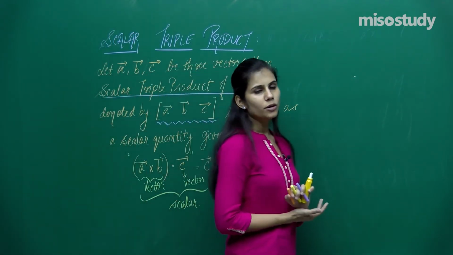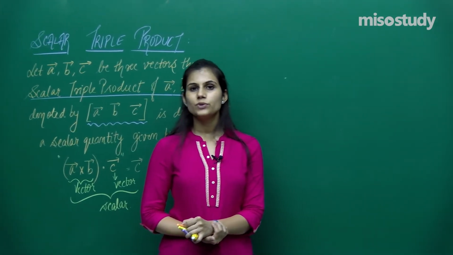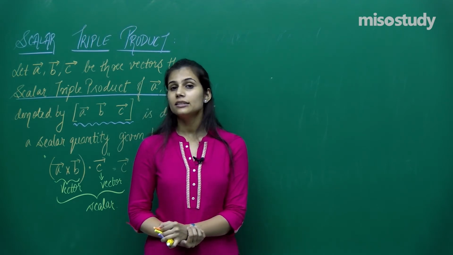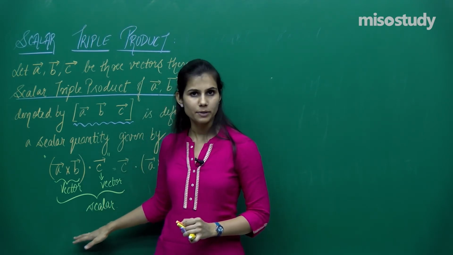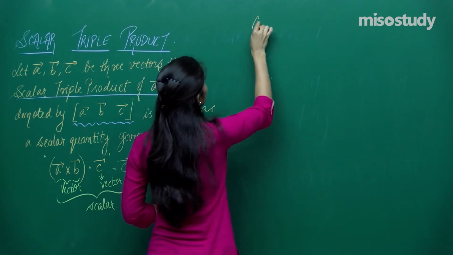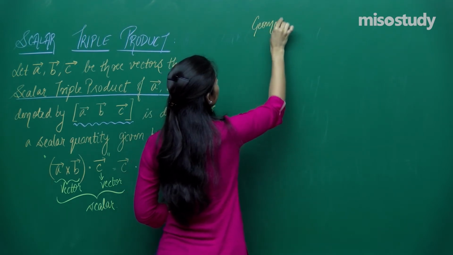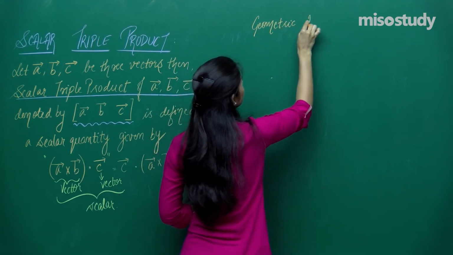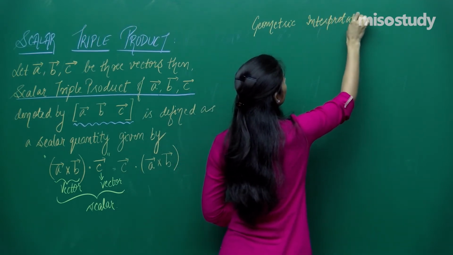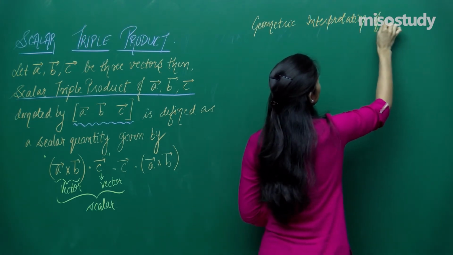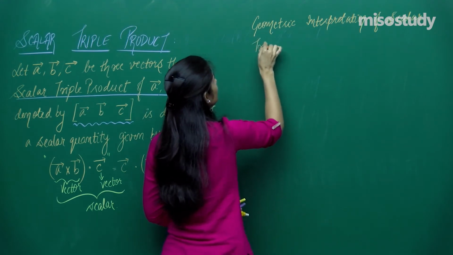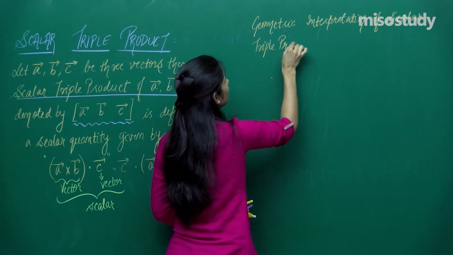Now, when we were doing dot product of 2 vectors, cross product of 2 vectors, we understood the geometrical applications of both of them. So it's obviously our duty to understand the geometric application of even the scalar triple product. And that in itself is very exciting. Let's move ahead with the geometric interpretation of scalar triple product.